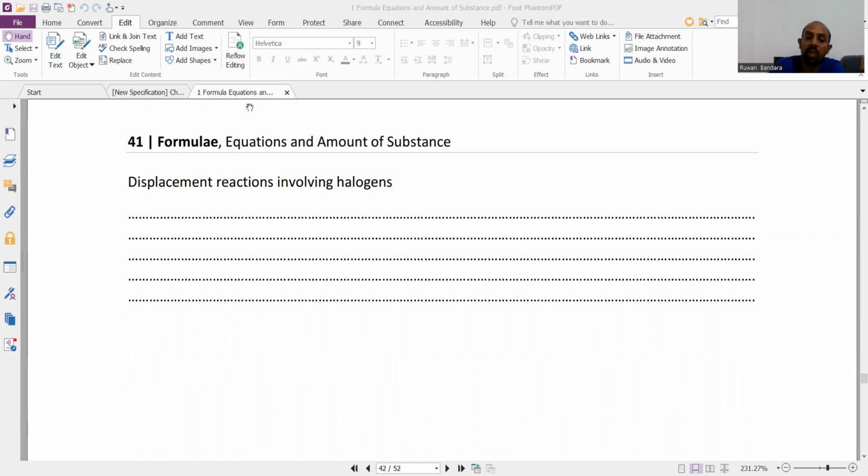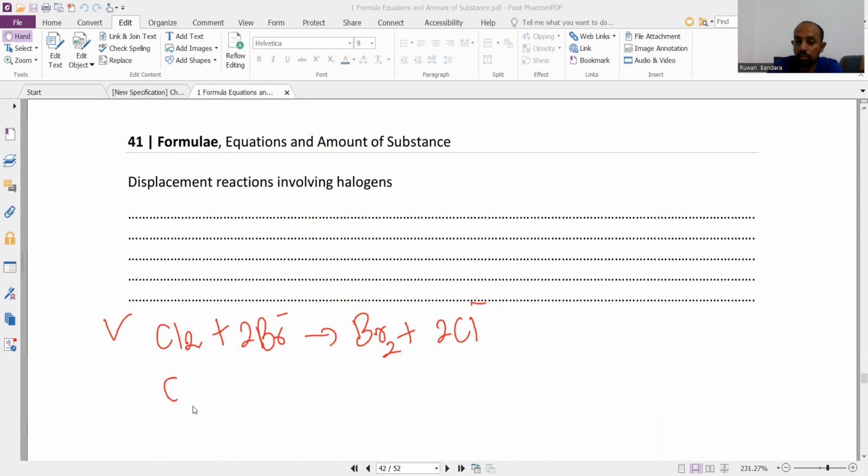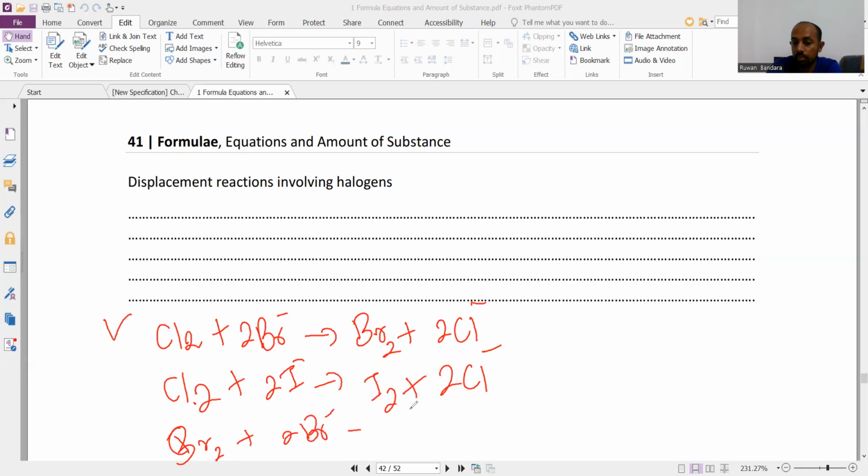So for your benefit, I write the 3 ionic equations. The other one should be Br. Sorry, it should be 2I minus.